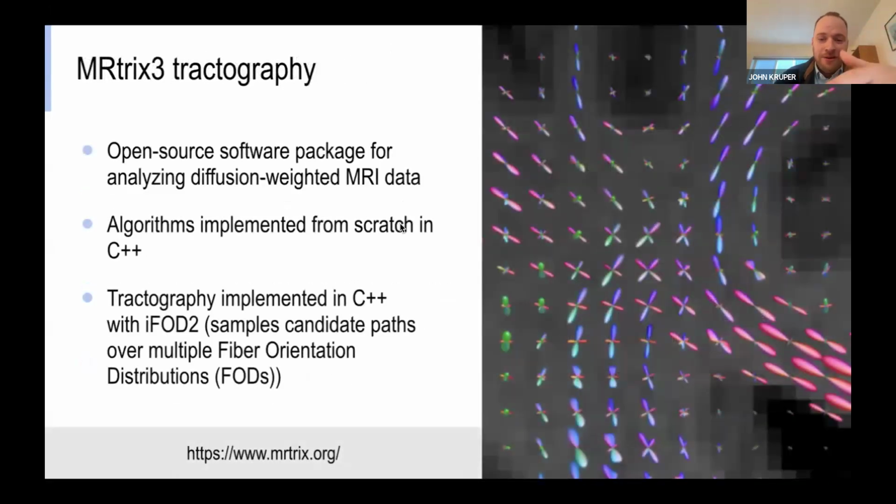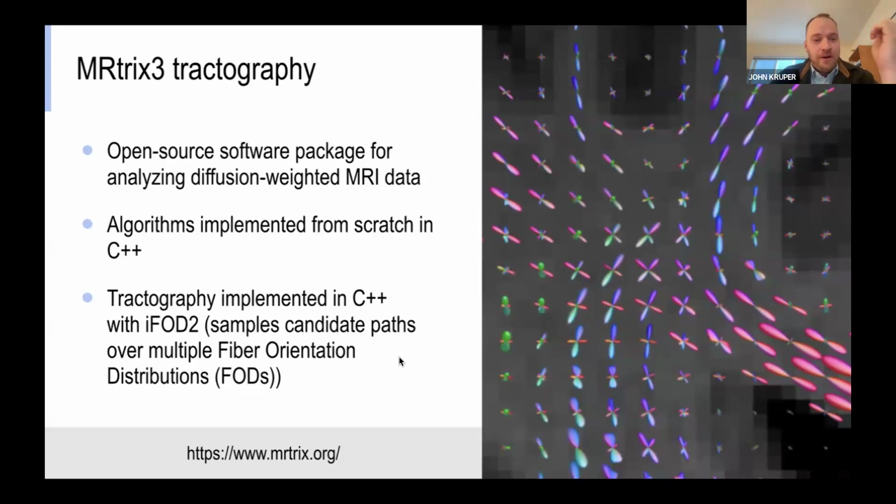Another very popular library, which you'll hear about more later in this panel session, is MRTrix3. This is also an open source software package for analyzing diffusion MRI data. It contains algorithms that are implemented from scratch in C++, so it's generally very fast.